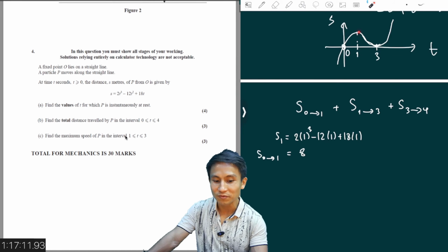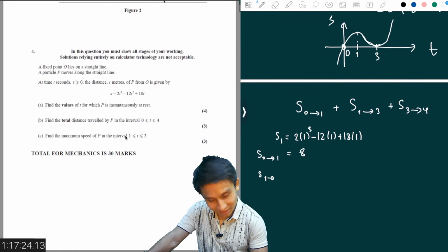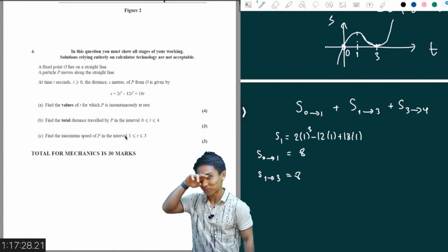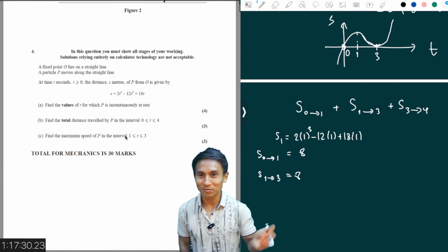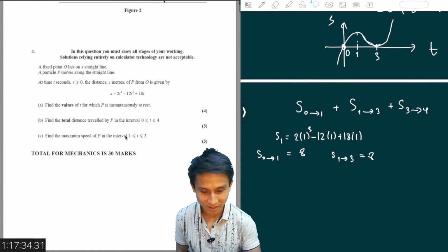So you would have traveled by 8 meters as well to go back, right? So that's 0 displacement, and the distance traveled from 1 to 3 is 8 meters as well. English is not my first language, sorry, yeah. But I hope you guys understand so far, yeah.